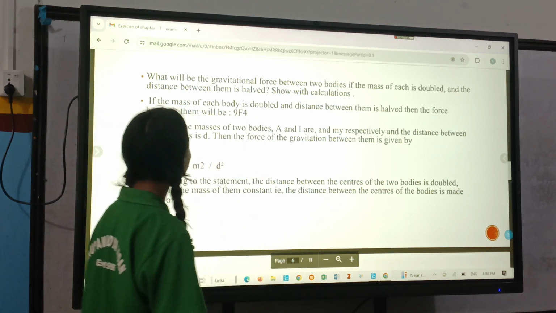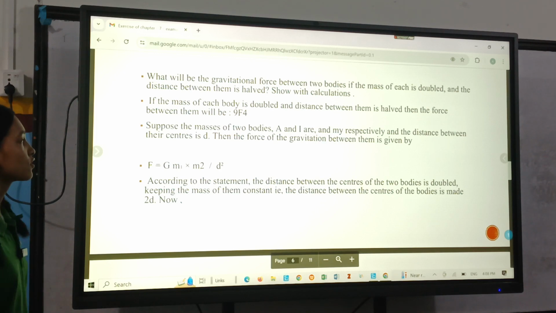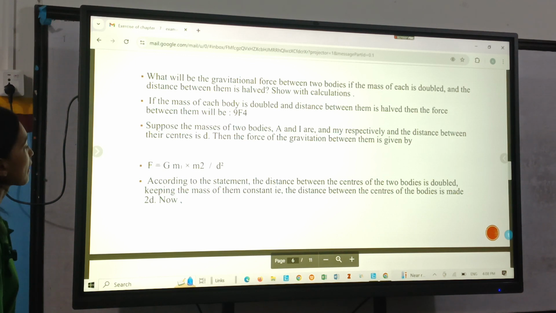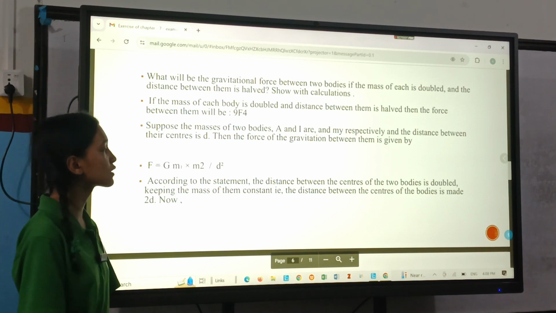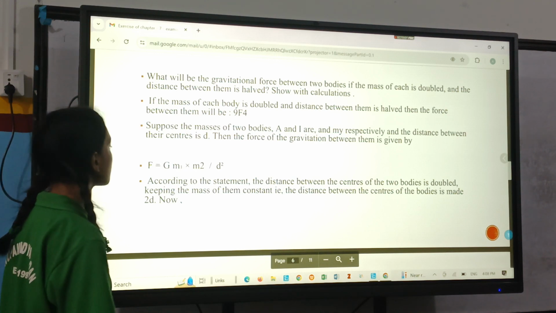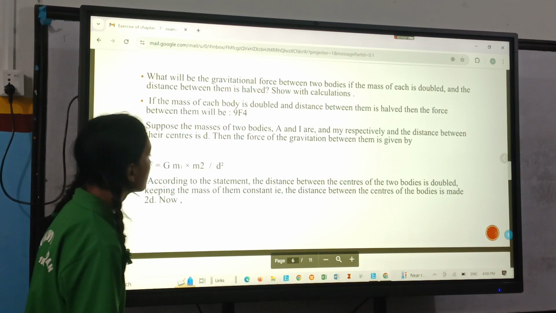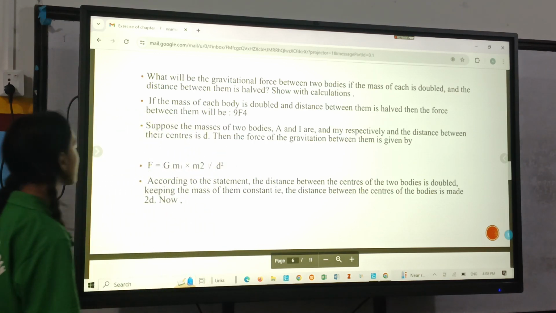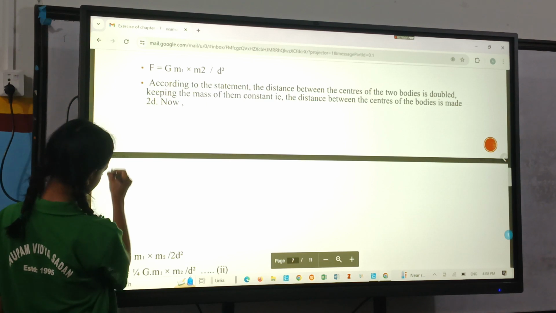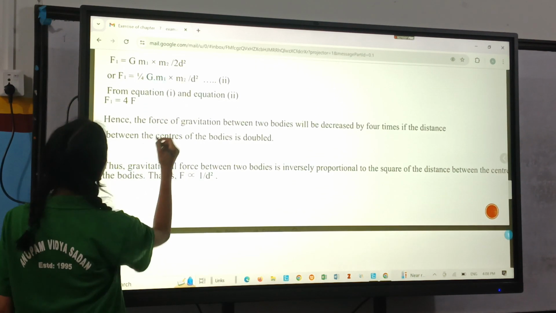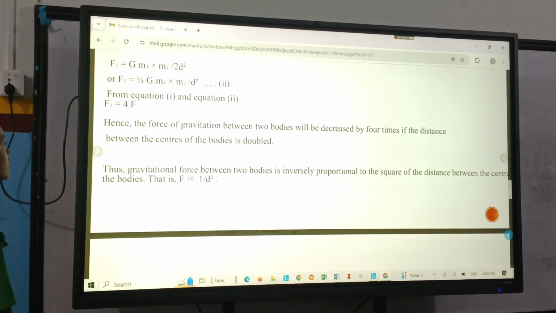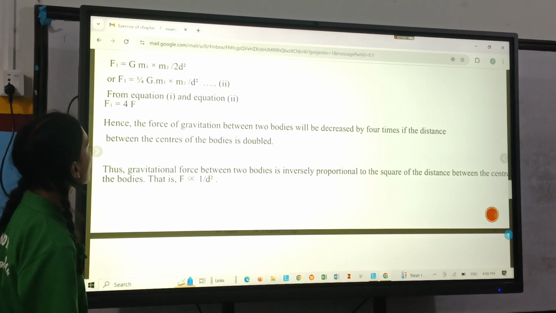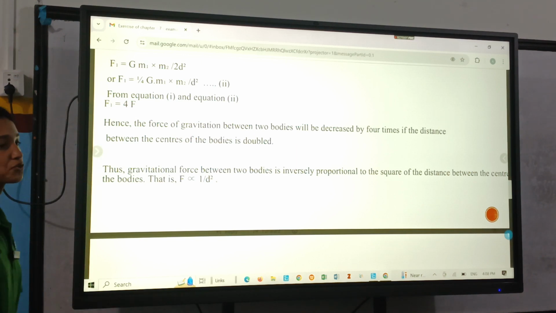Suppose the masses of the bodies A and B are m1 and m2 respectively, and the distance between their centers is d. Then the force of gravitation between them is given by F is equal to G m1 into m2 by d square. According to the statement, the distance between the centers of the two bodies is doubled, keeping the mass constant. That is, the distance is made 2d. F1 is equal to G m1 into m2 by 2d square, or F1 is equal to 1 by 4 G m1 into m2 by d square.